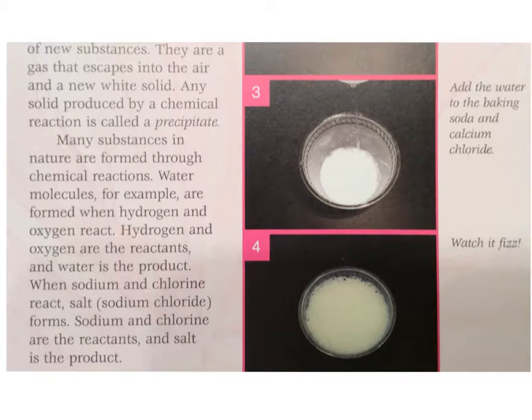Many substances in nature are formed through chemical reactions. Water molecules, for example, are formed when hydrogen and oxygen react. Hydrogen and oxygen are the reactants, and water is the product. When sodium and chlorine react, sodium chloride forms. Sodium and chlorine are the reactants and salt is the product. Add the water to the baking soda and calcium chloride, watch it fizz.